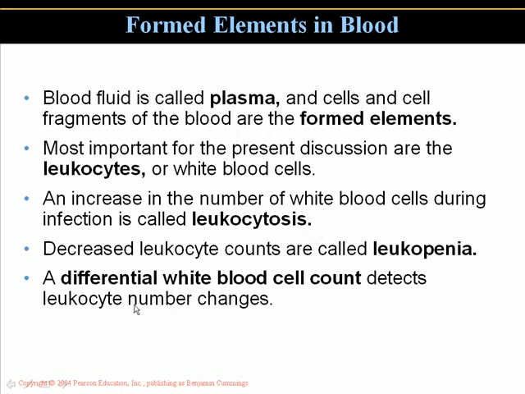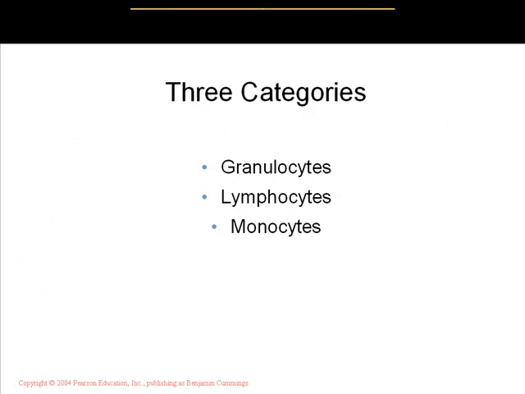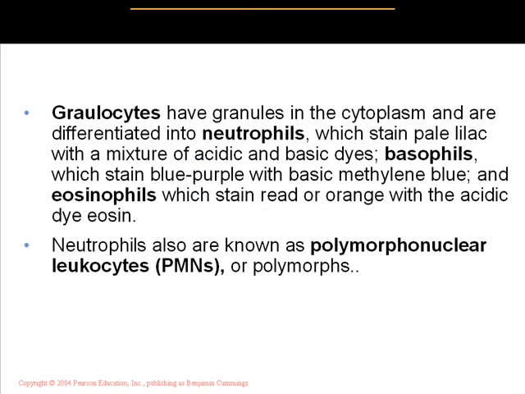We look at the number of cells. There are a number of cells which are felt to be a part of this white blood cell response. We'll talk about some of those cells in a little detail later on. Now, here are the other cells. The three categories of cells that are part of that white blood cell response are leukocytes. Leukocytes are the white blood cells. Three categories of cells: granulocytes, lymphocytes, and monocytes.